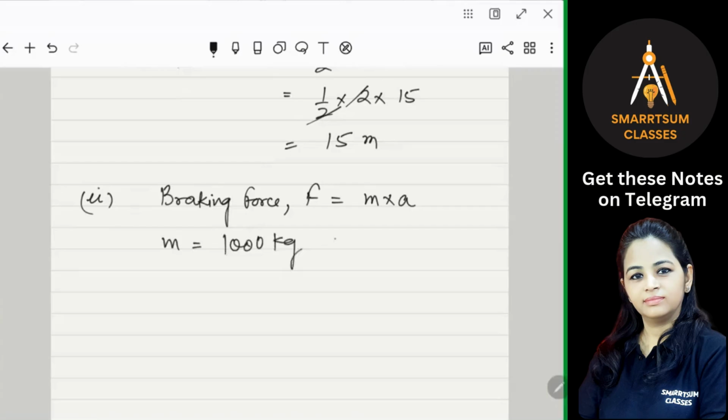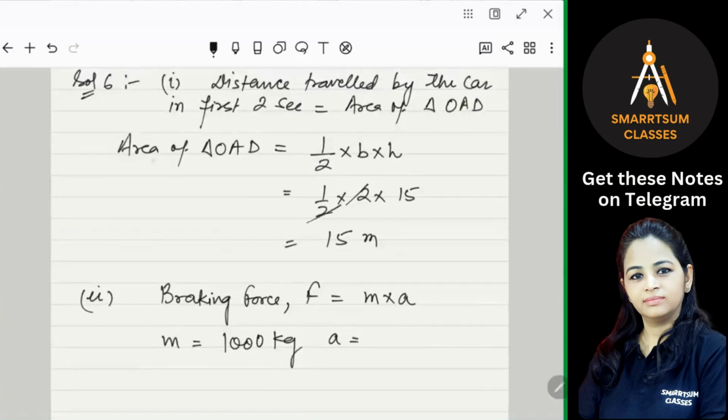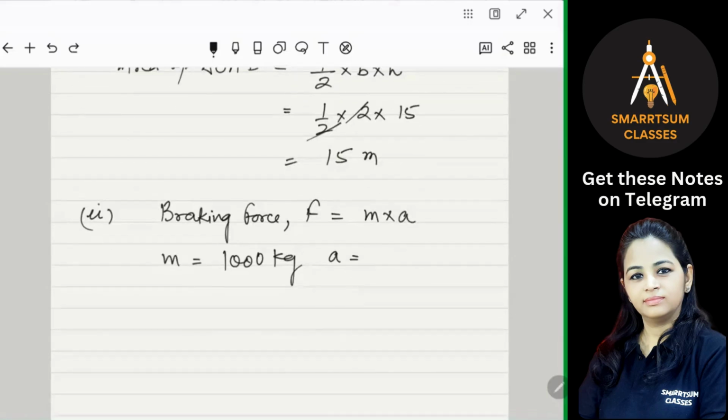No, ma'am, in the first part, 15 meter square area. No, no, it is not meter square. Yes, of course, this is the distance traveled. Area of a triangle doesn't mean that it will come in square units. Here it will come in meters, right? This is not meter square, this is meter only, right?